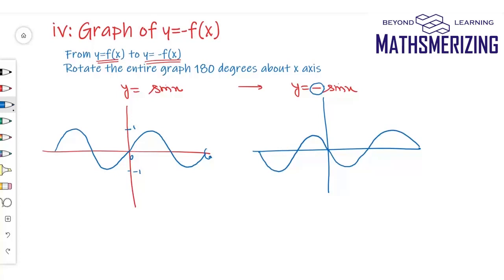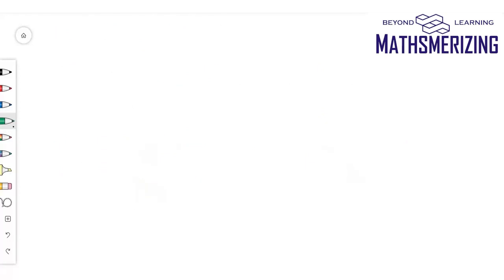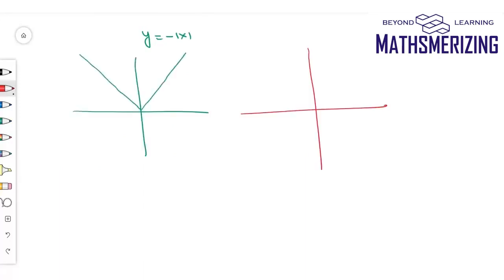Another way of doing it is, I can take a two-way mirror and place it on the x-axis. If I place it on the x-axis, I'll take the reflection of this graph about this mirror. So that's the graph of y equals minus sine x. I'll take another example. Say for example, I have to draw the graph of y equals minus mod x. So that's my mod x function. Now, if I place a two-way mirror and take the reflection, I'll get this reflection. So that is the graph of y equals minus mod x.